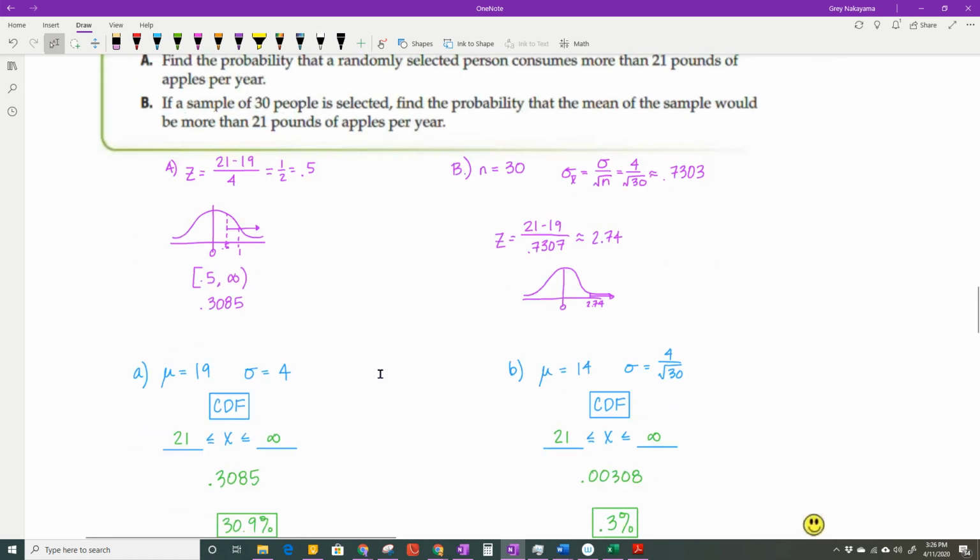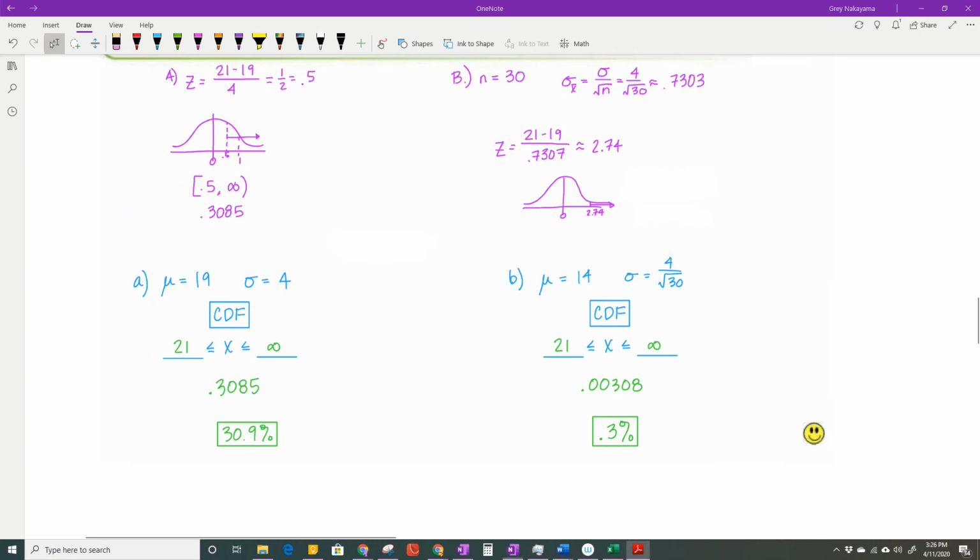And that is all that there is to 11.4a. I hope you thought it was easy.